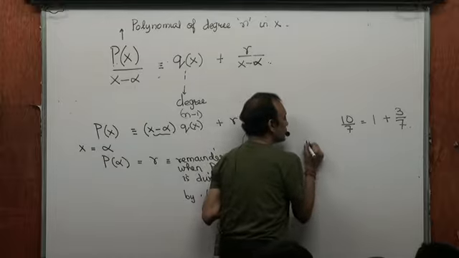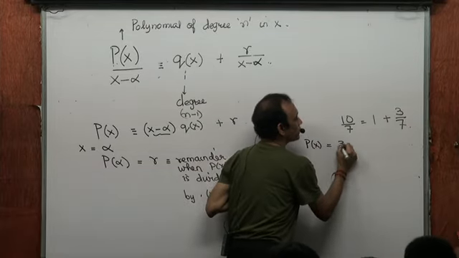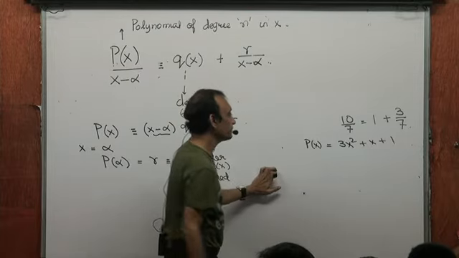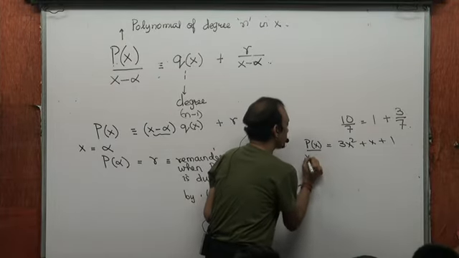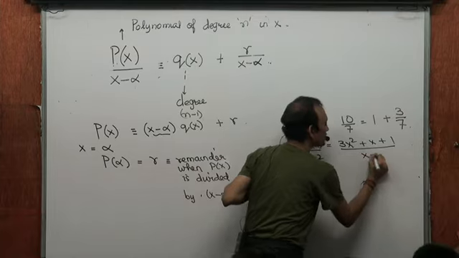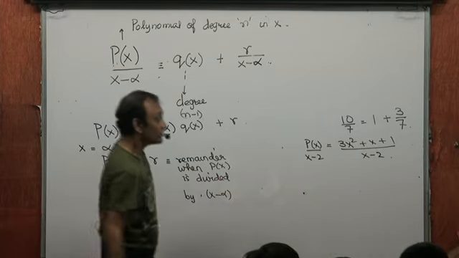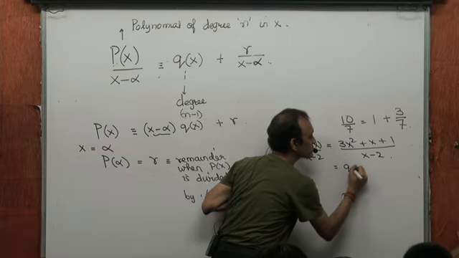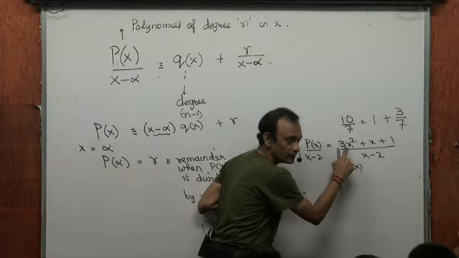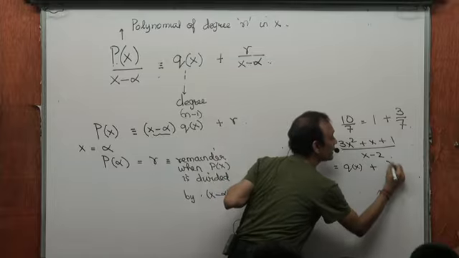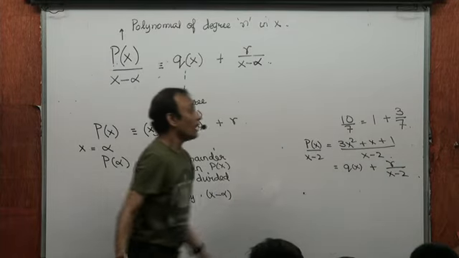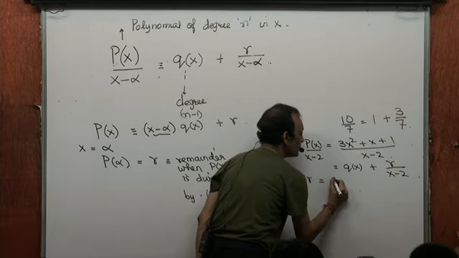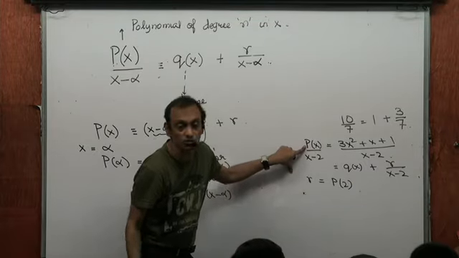Say if I have p(x), which is 3x squared plus x plus 1, and I divide this by x minus 2, for example. This division will give me two things: q(x), which is 1 degree less than the numerator, so degree 1, plus a remainder r by x minus 2. How do you find the remainder? The remainder r, when you divide p(x) by x minus 2, would be p(2), the value of p(x) at x equal to 2.